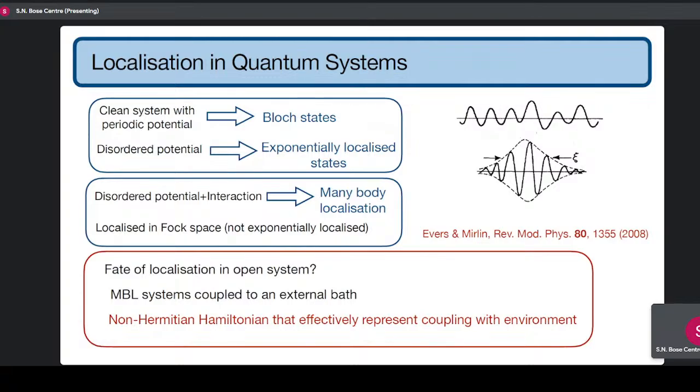Another way would be to think of some effective non-Hermitian Hamiltonian, where there is some gain and loss in the system due to some effective coupling with a bath. So we will be considering this kind of Hamiltonian, where we are not considering the exact details of the bath, and there are just gain and loss terms, which give some non-Hermiticity in the Hamiltonian.